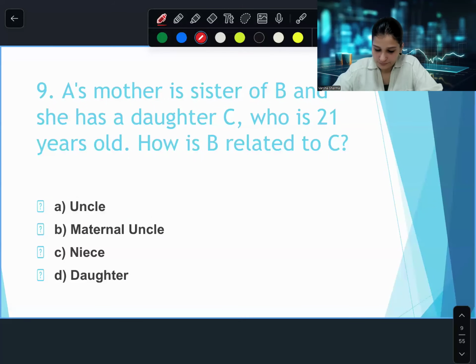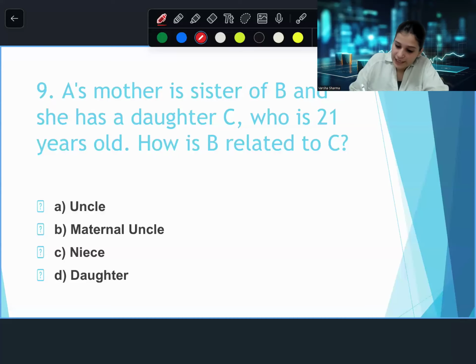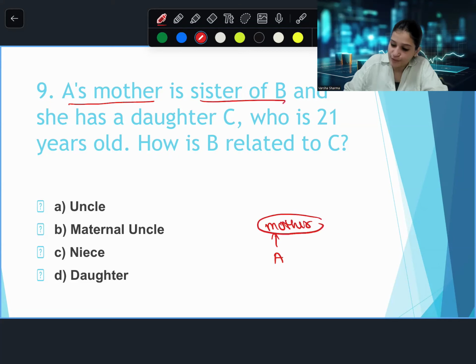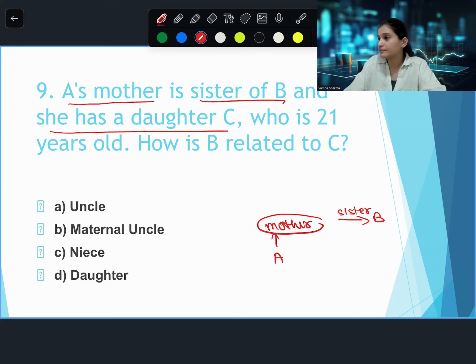9. Maternal uncle. A's mother is the sister of B. We don't know the gender of B, right? And she has a daughter C who is 21 years old.